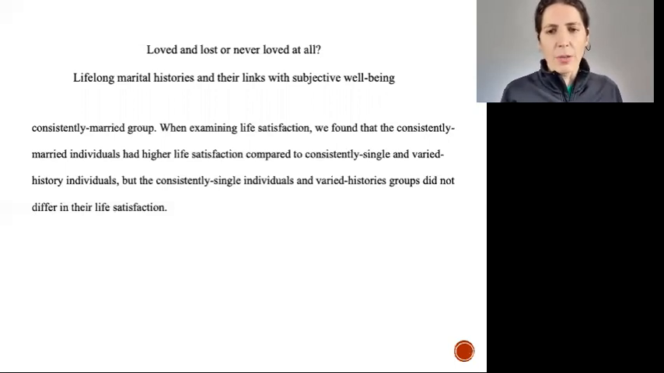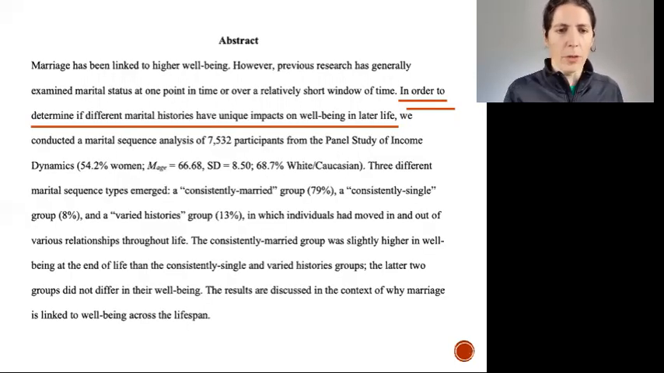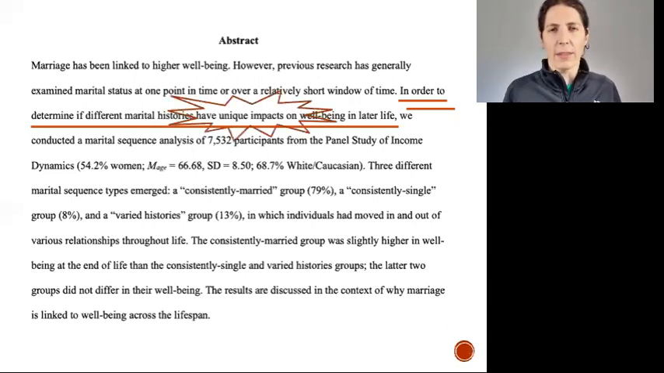However, when you get to the abstract, you see they wrote, in order to determine if different marital histories have unique impacts on well-being in later life, blah, blah, blah. This phrase, unique impacts on, is a causal phrase. So if you were reading this, you might think, oh, they're testing the hypothesis that your marital history impacts your well-being. That's a causal phrase.